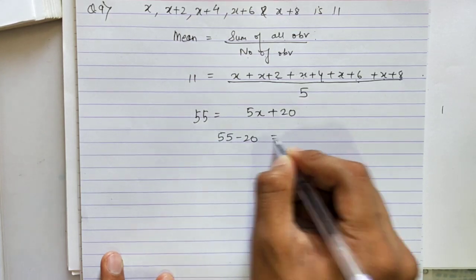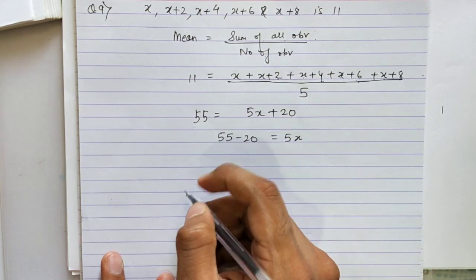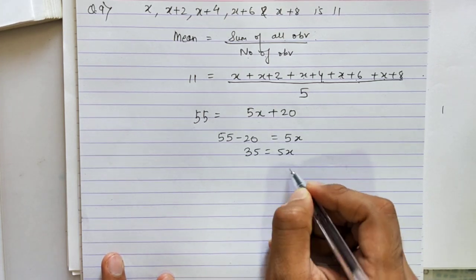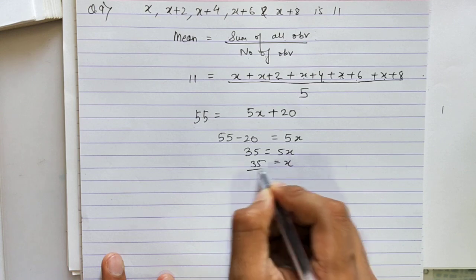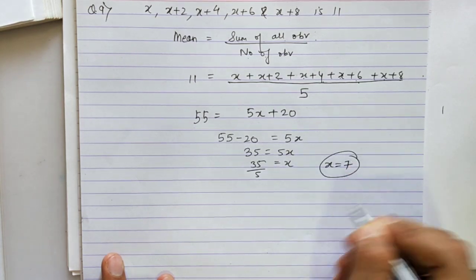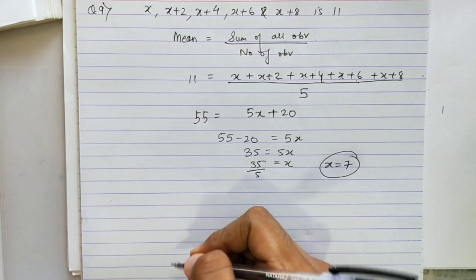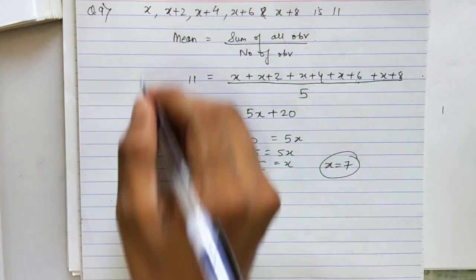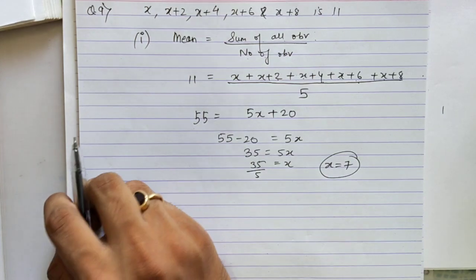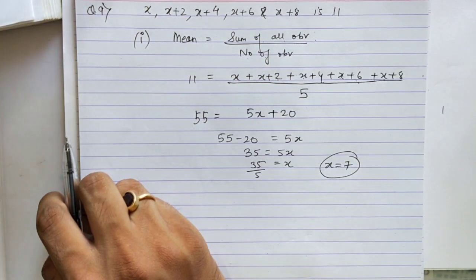55 minus 20 is equal to 5x. So 35 is equal to 5x. x is equal to 35 upon 5. You know the answer, it is 7. Okay, this was a straightforward sum, the first part of the sum. Copy this part first.